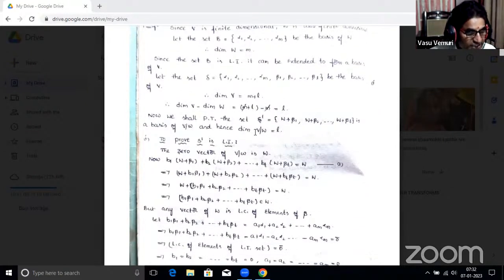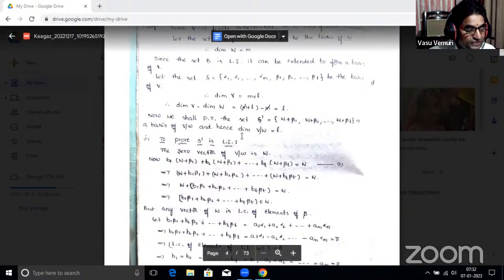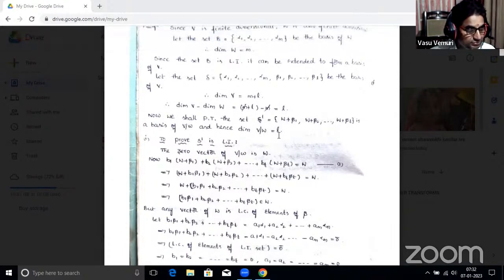Now we shall prove that the set S dash, the basis set of V by W, the quotient space, has elements W plus beta 1, W plus beta 2, and so on, W plus beta l. This is the V by W basis set. So the number of elements is l, and the dimension of V by W is l.